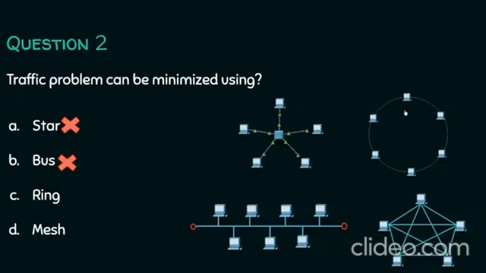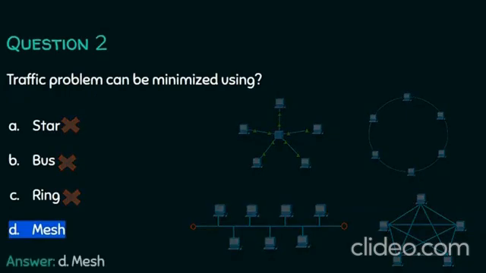And coming to the mesh topology, every pair of nodes have a separate line or a dedicated channel. Since every pair of nodes has a dedicated link, there is no traffic problem in this case. Suppose if this wants to send some data to this node, it uses this line and this is a dedicated line that is exclusively for these two nodes. And if this node wants to send some data to this node, it uses this dedicated line. So the answer for the question is, traffic problem can be minimized using mesh topology. The answer is mesh topology.